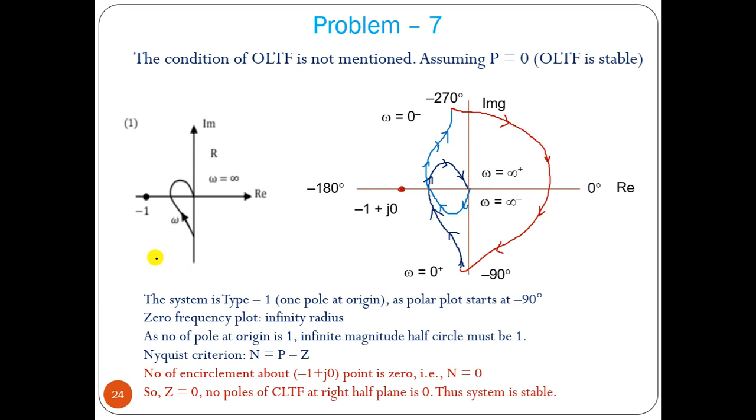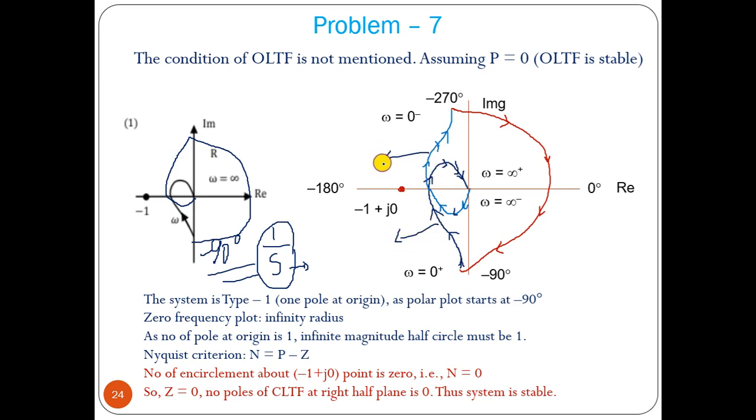Now we have to plot that. You have to complete the Nyquist plot. So this starts from minus 90 degree, so it is a type 1 system. We have a 1 by s term, one pole at origin. So this should be your inverse plot, and we must have one half circle because we have one pole at origin. So this is your polar plot, this is your inverse polar plot. In between we have this 0 radius, and this is your one half circle.